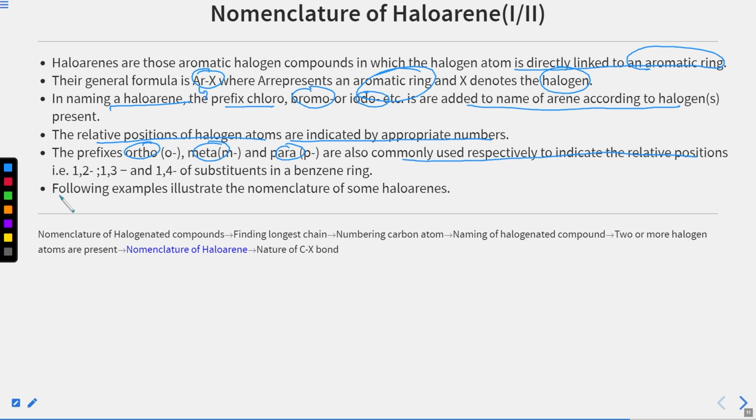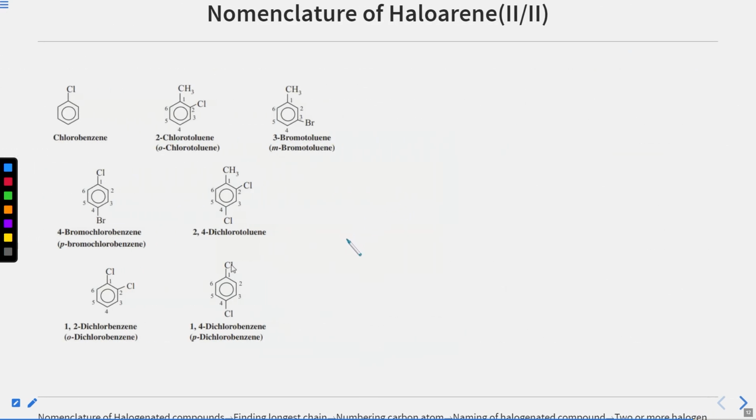So let us do some examples to make our concept more clear. These are some examples that we have. The first one is the easier one. We have a chlorine, therefore chloro, and a benzene, chlorobenzene. Clear? Next, what do we have? We have one chlorine and one methyl. So we'll start the numbering from the methyl side. We'll give priority to the alkyl. So the first priority is given to this. So 1, 2, 3, 4, 5, 6. So at the first position, we have this.